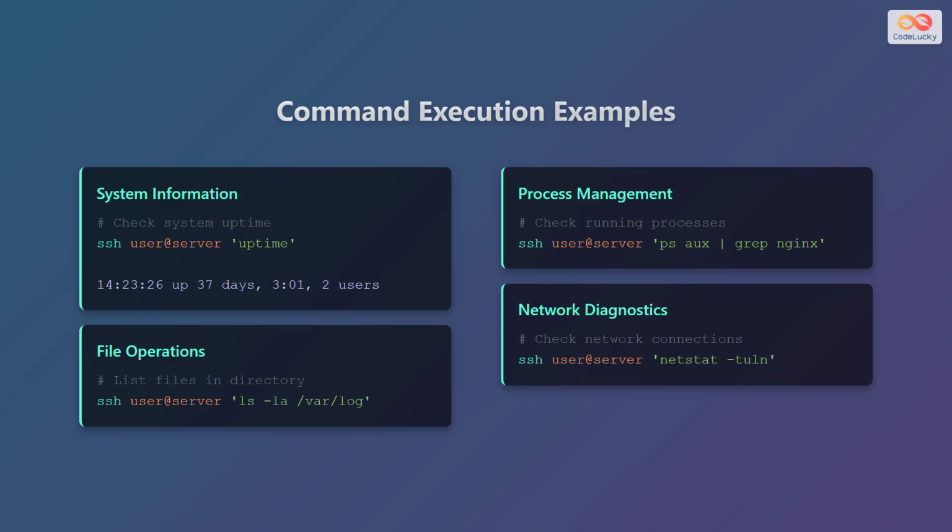To list the files in a directory such as /var/log, you can use ssh user@server ls -la /var/log. This will display a detailed list of all the files and directories in the specified directory. To check running processes, you can use ssh user@server ps aux piped to grep nginx. This will show all the processes related to Nginx. To check network connections, you can use ssh user@server netstat -tuln. This will display a list of all the active network connections on the system.